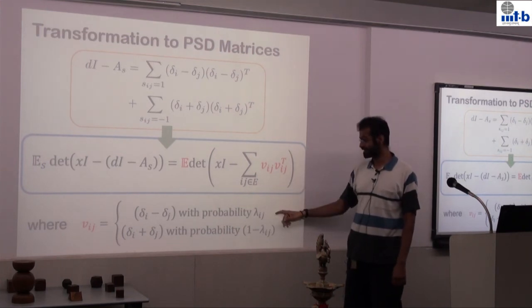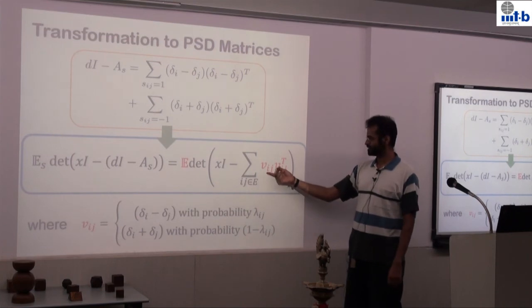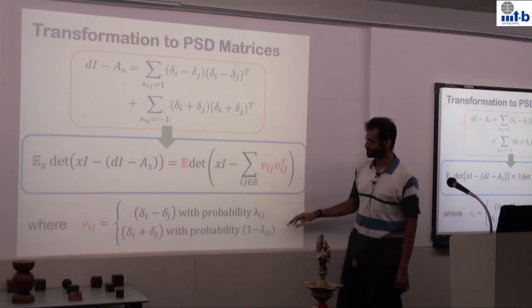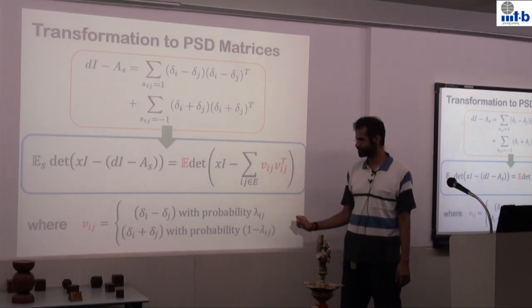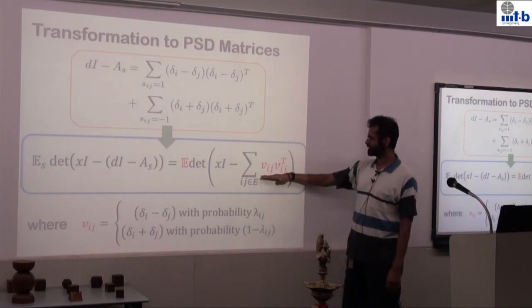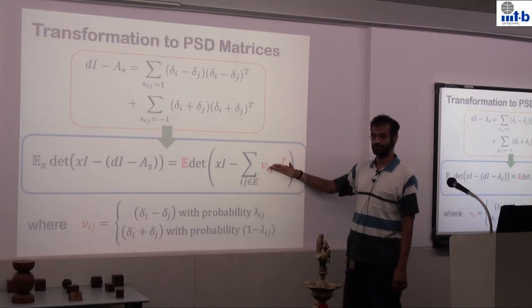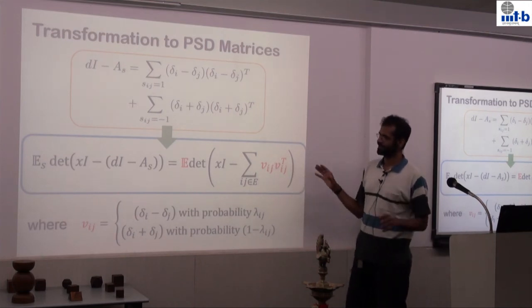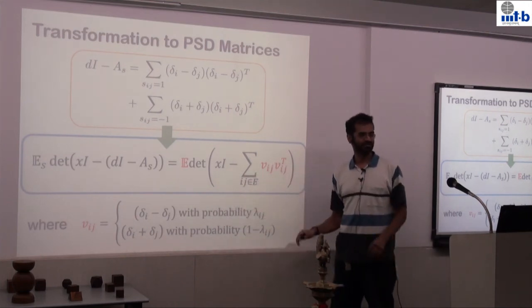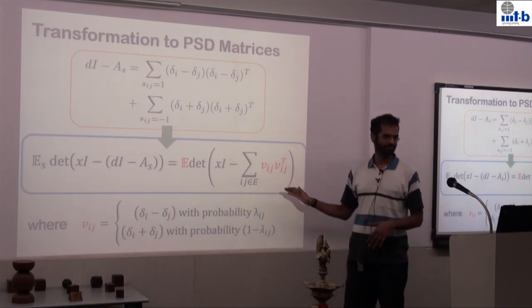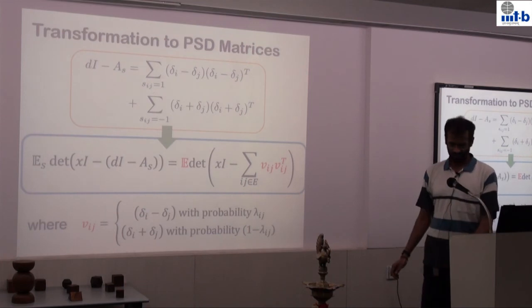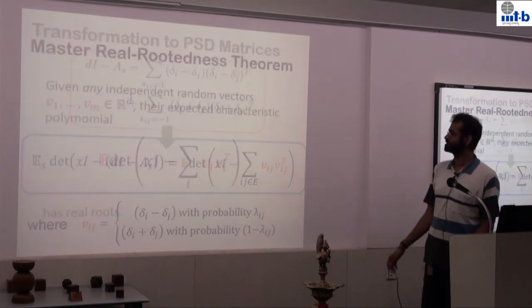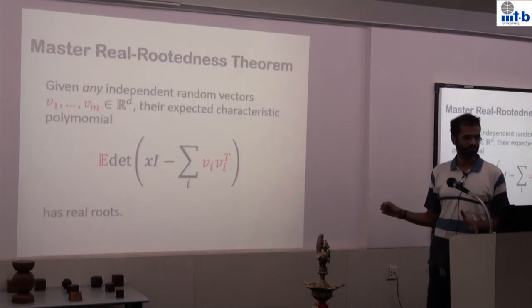So for every edge ij, I define a random vector v_ij, which is going to be delta_i minus delta_j with probability whatever the bias is, and plus with some other probability. And I look at v_ij v_ij transpose, a rank 1 matrix. But the point is, I've written my polynomial as an expected characteristic polynomial of a sum of independent rank 1 matrices. Okay? And now we have this master theorem, which is that all such polynomials have real roots.